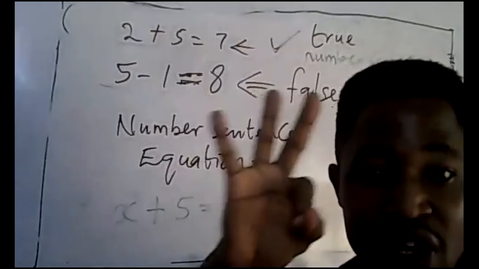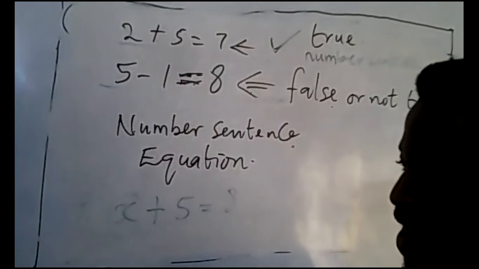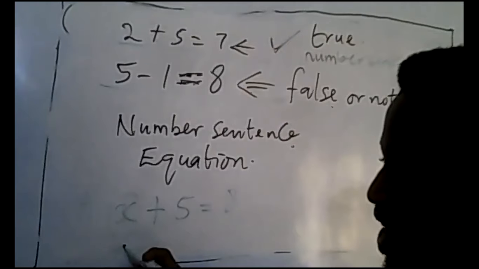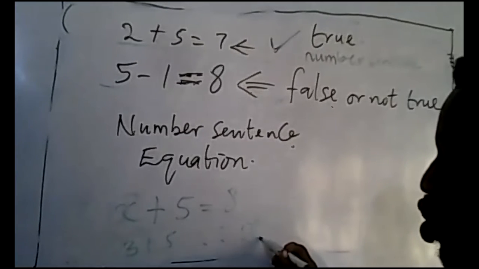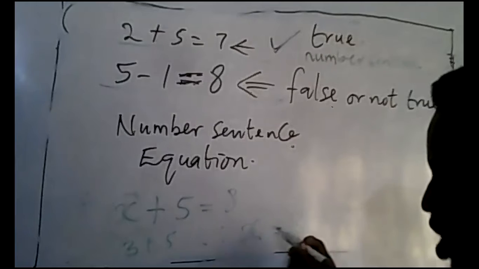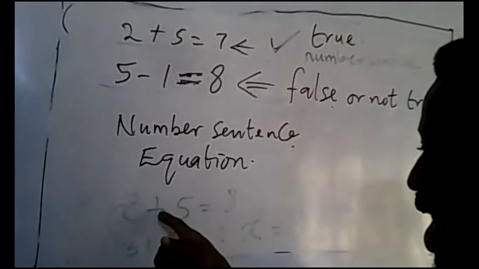So what is that? 3. It is 3 that must be added to 5 to get 8. So our x is 3. Therefore, our unknown x is 3 because it is 3 that must be added to 5 to get 8.